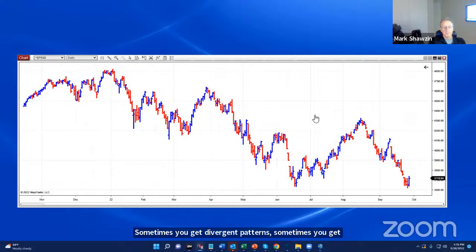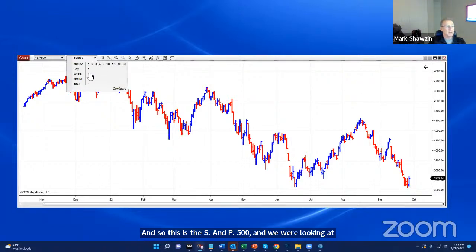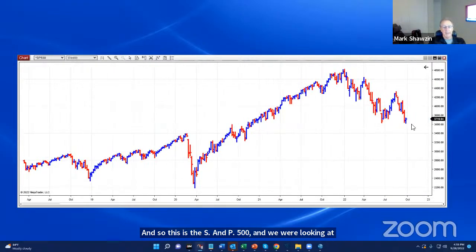And so this is the S&P 500. And we were looking at, maybe I should go to the weekly chart. And yesterday, I kind of said we were at this major support level.